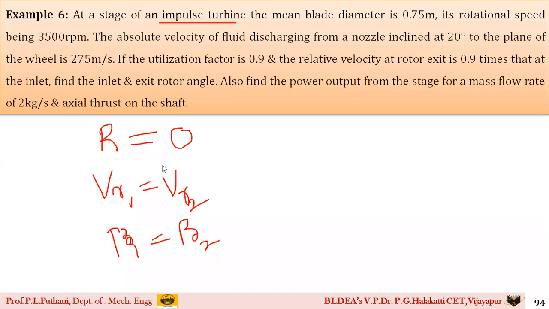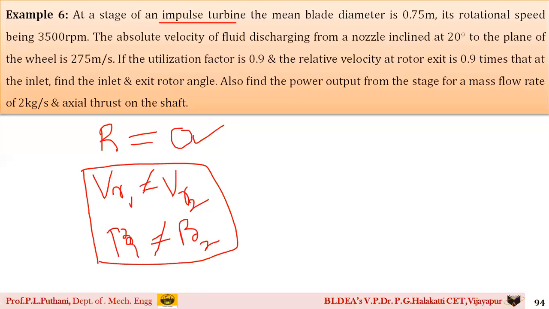So these are two conditions, that is VR1 is equal to VR2, as you can see on the screen. If he has not mentioned anything about the relative velocity at the outlet, you can take these conditions. But if he has mentioned that some value of outlet is equal to some constant times inlet, then you can't accept this one. At that time it doesn't satisfy these conditions. But this holds for an impulse turbine: R value is equal to 0.